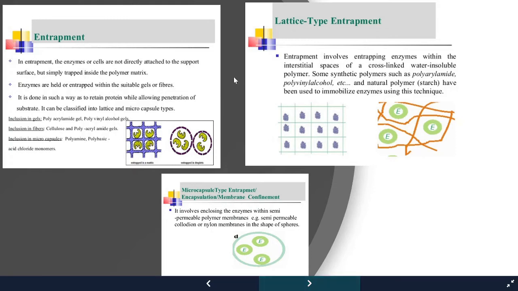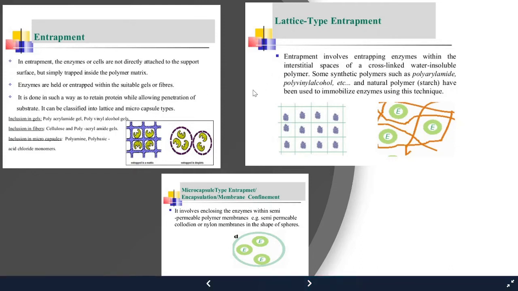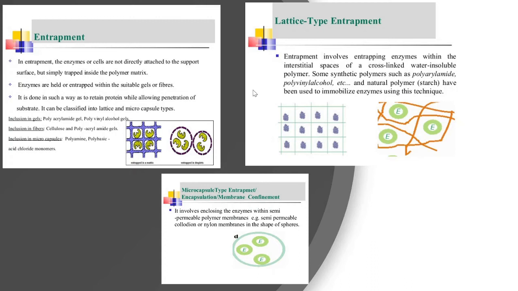So here, entrapment involves the physical entrapment inside a polymer or a gel matrix. The size of the matrix pores is such that the enzyme is retained while the substrate and product molecules pass through. This technique is commonly called the lattice entrapment method, where the enzyme is not subjected to strong binding forces and structural distortions. Some deactivation may, however, occur during the immobilization process due to changes in pH or temperature or the addition of some solvents.